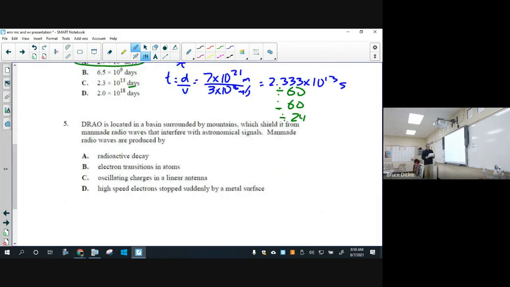5. DRAO is located in a basin surrounded by mountains which shield it from man-made radio waves that interfere with astronomical signals. Man-made radio waves are produced by, well, we know that radio waves and microwaves are both produced by oscillating electric charge. So the answer for that one is C.